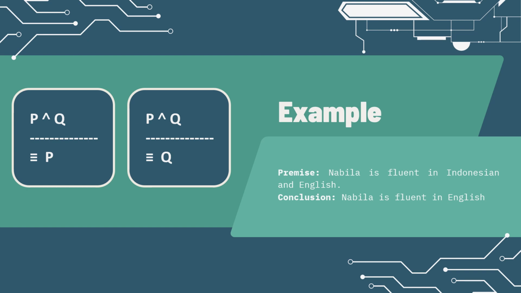Conjunction simplification is a useful rule of inference because it allows us to simplify complex conjunctions into simpler propositions. This can be helpful in proofs and arguments where it can be used to reduce the number of steps required to reach a conclusion.